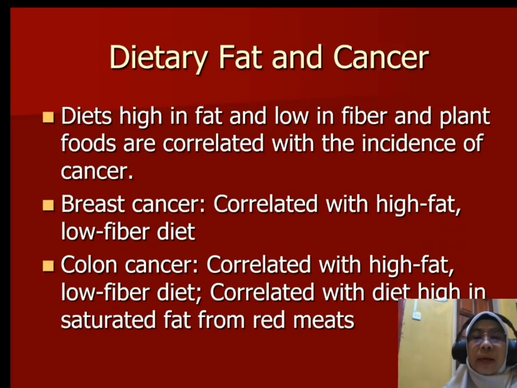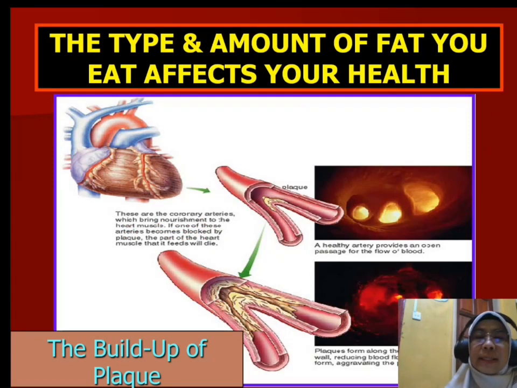Okay, diet high in fat and low in fiber and plant food is correlated with the incidence of cancer. For example, breast cancer is related to a high fat, low fiber diet. And how about colon cancer? Colon cancer is correlated with a high fat, low fiber diet and with a diet high in saturated fat from red meat. Okay, the type and amount of fat you eat affects your health.